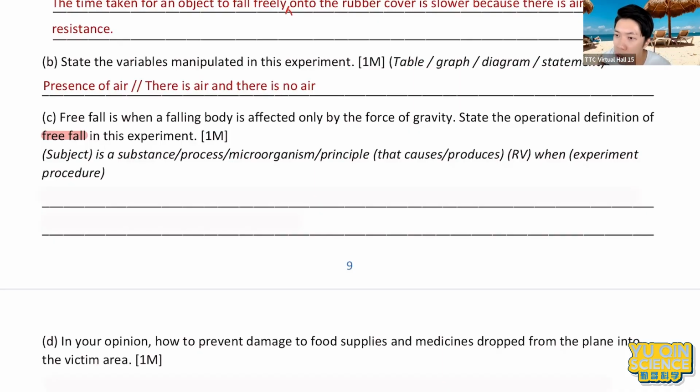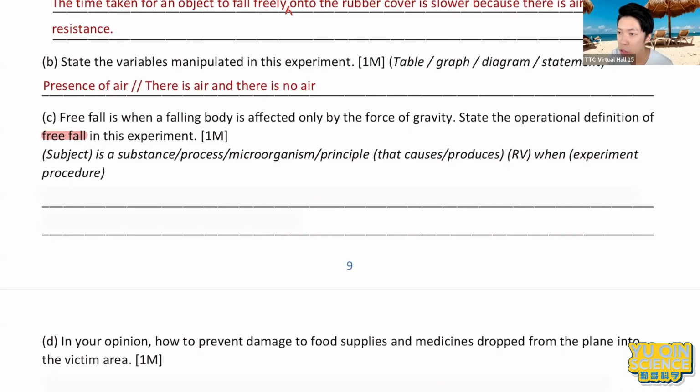Free fall is a process that causes time taken for the rubber cover to increase when air is pumped into. Okay, Rainer, I suggest you do the other way around, like opposite answer. No air. Free fall, no air. Doesn't get affected by air resistance. Free fall is a process that causes time taken to fall slower when air. Same goes to 双旗. Do the other way around. No air is better. Do the other free fall.